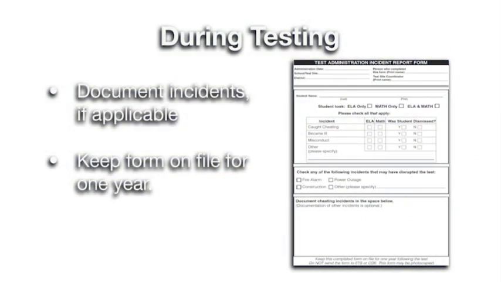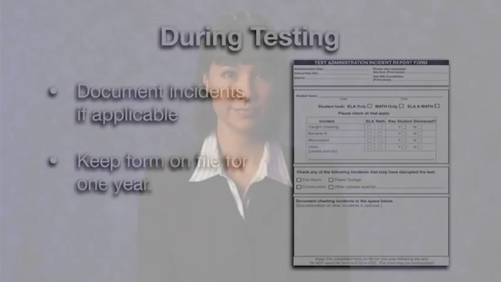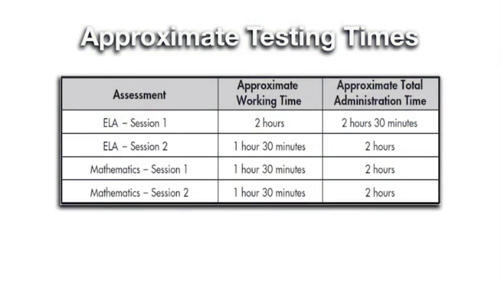If you verify that a student is cheating, record the information on the Test Administration Incident Report form and notify your test site coordinator. Do not send this form to ETS or CDE, but keep it on file for 1 year. Most sections of the examination take students 1.5 hours to 2.5 hours to complete. Tell students when 1 hour and 30 minutes have passed during testing.